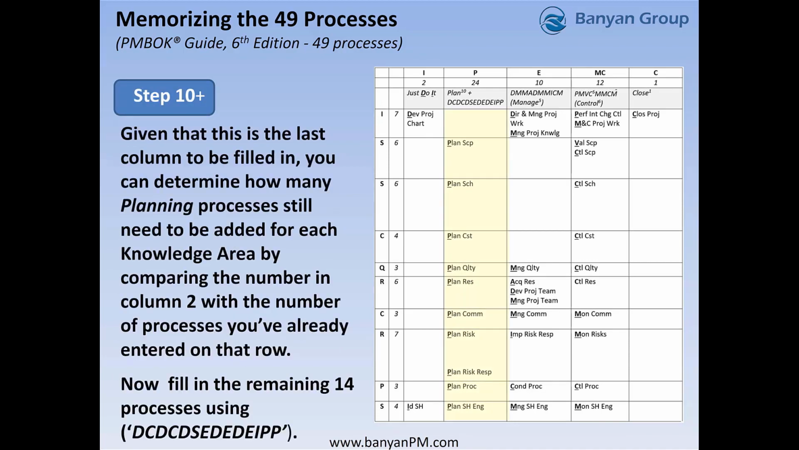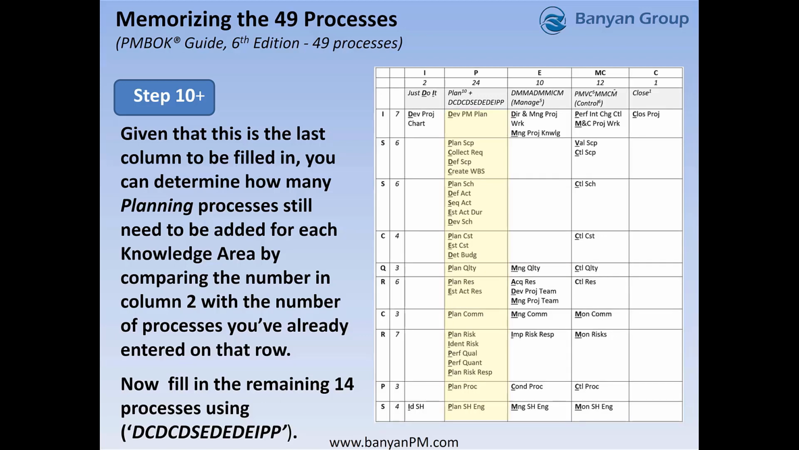Given that this is the last column to be filled in, you can determine how many planning processes still need to be added for each knowledge area by comparing the number in column 2 with the number of processes you've already entered in that row. Now fill in the remaining 14 processes using the mnemonic. With that, our process matrix is complete.